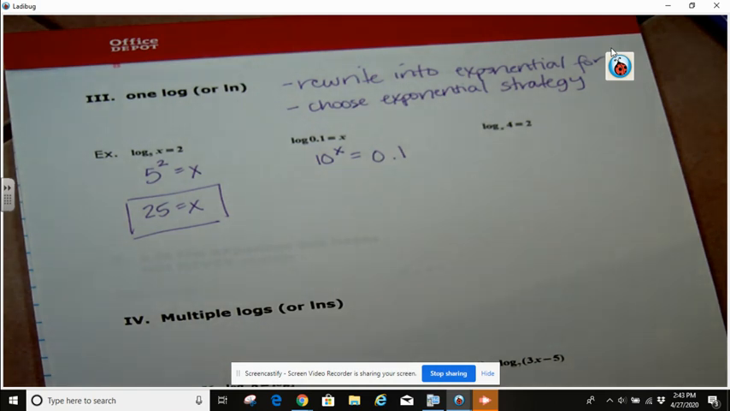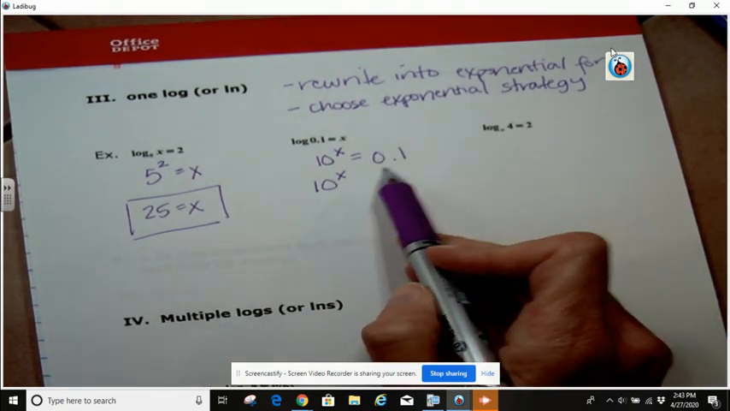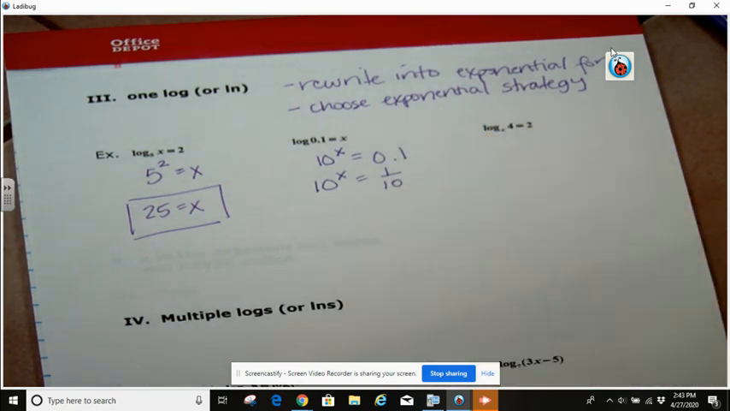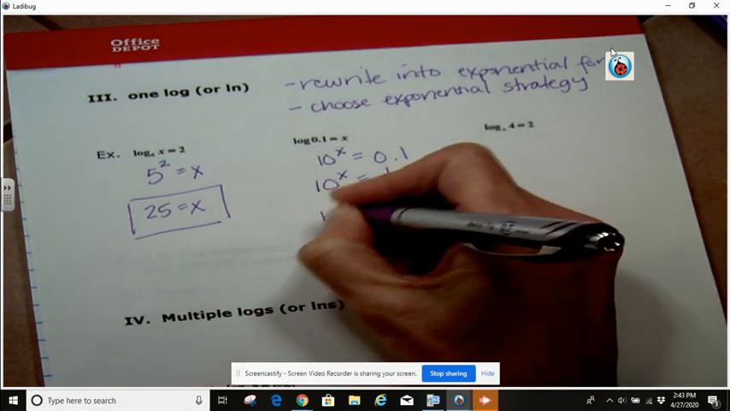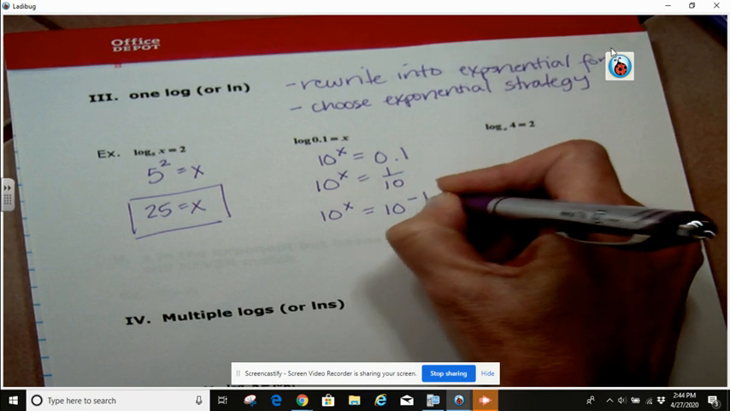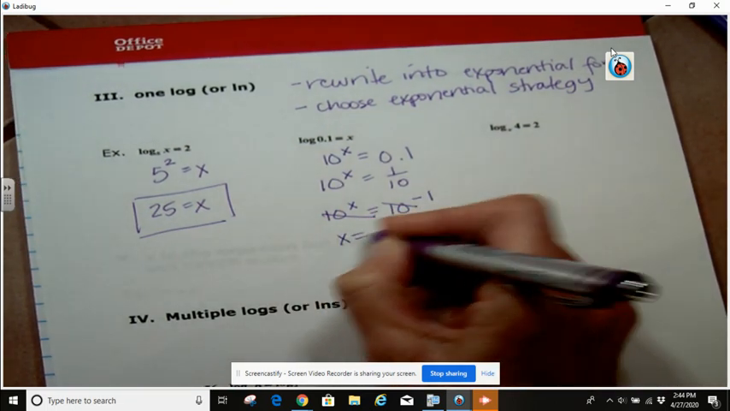So when you have a decimal, you might want to write it in its fraction form. And that is pronounced 1/10, which is also the fraction form. Then you can kind of see where you're going to get your like bases of 10 to the x on the left, and 1 over 10 would be 10 to the negative 1 power. So x is equal to negative 1.